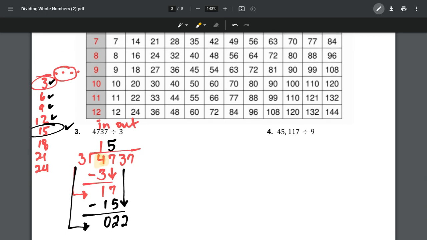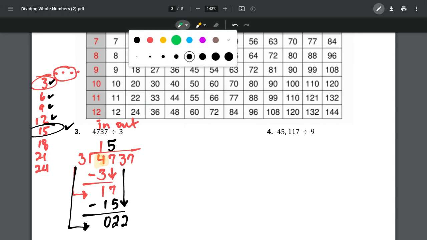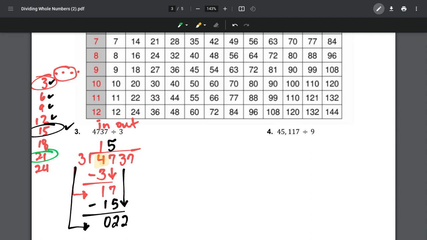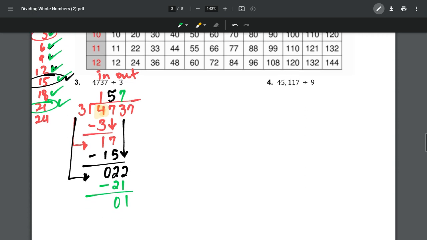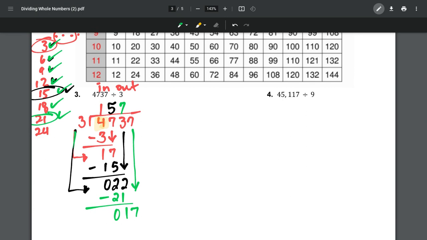Okay, now you're going to say, how many groups of 3 can I get out of 22? So if I had 22 students trying to make teams of 3, how many teams could I make? Well, the closest I get to 22 without going over is 21. So that's 1, 2, 3, 4, 5, 6, 7 groups. So the 7 goes above the 3. And I subtract the number I circle. 2 minus 1 is 1. 2 minus 2 is 0. And then I bring down the 7. Okay, then I just repeat the process again. It's the same process repeated.